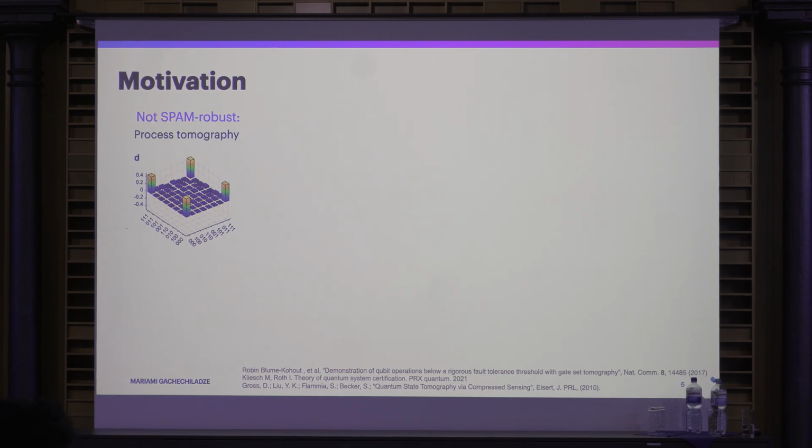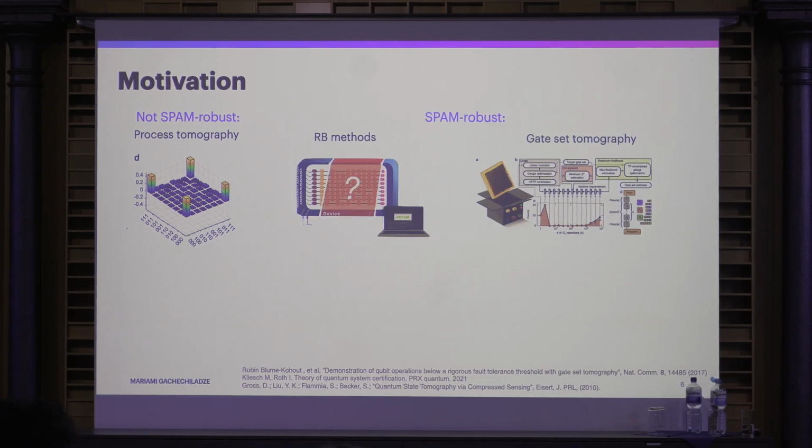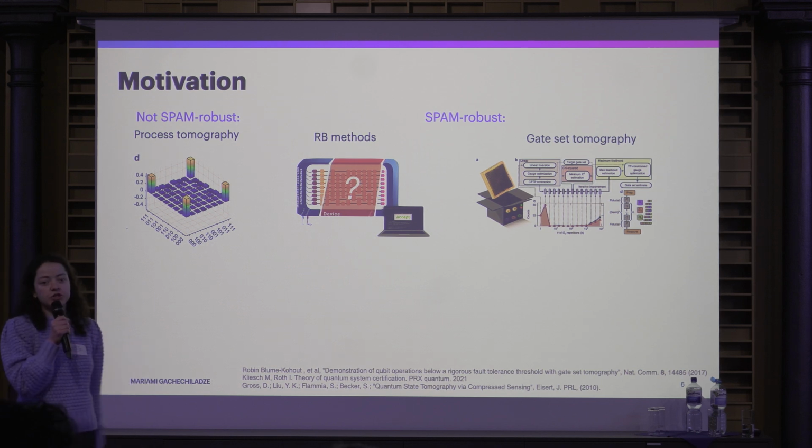So what are these methods? The first one, I put separately. It's not SPAM robust, so we don't like it. SPAM robust methods are randomized benchmarking methods, and there are many flavors of it that a lot of people use. There is gate set tomography that's also SPAM robust. Both of them are efficient in computing certain characterization of the gates.